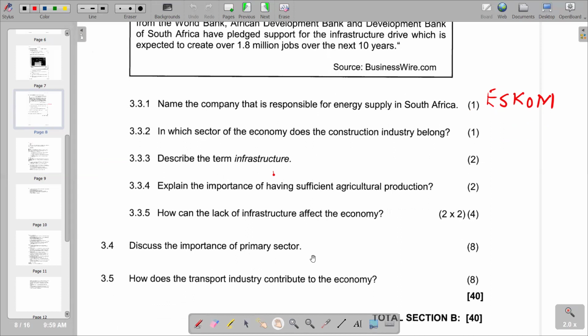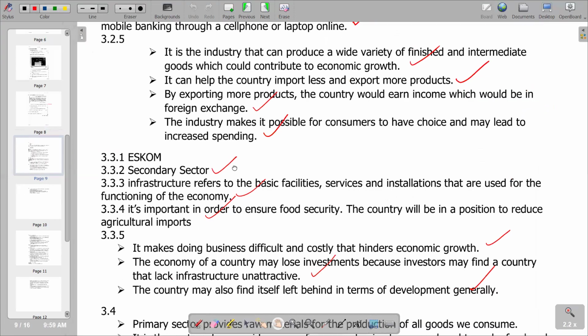What is the importance of the primary sector? We have defined the primary sector as including any industry involved in the extraction and production of raw materials such as farming, fishing, forestry, and mining. So what is its importance? We have that also articulated in our answer section.